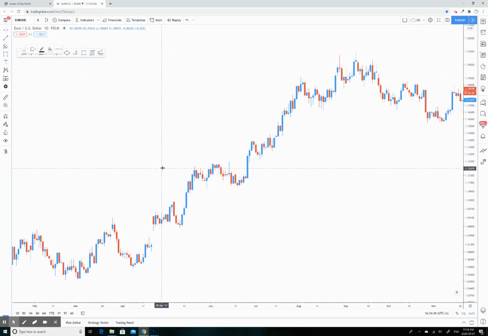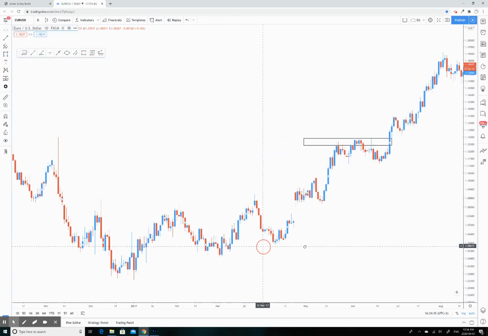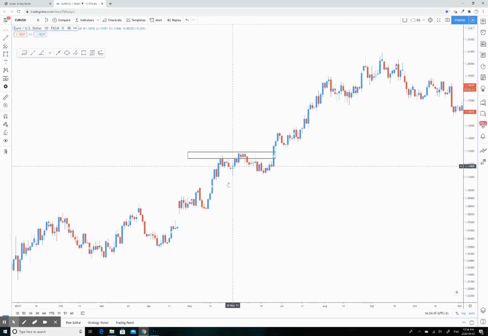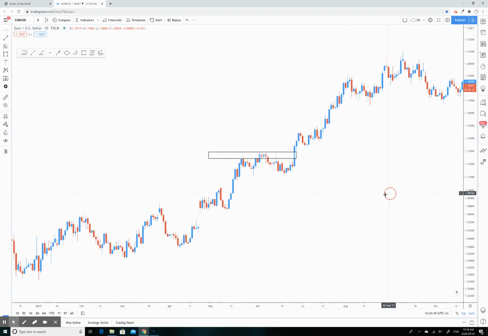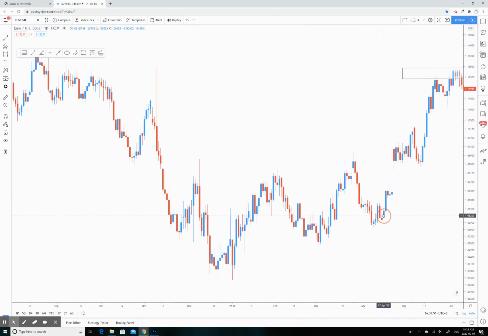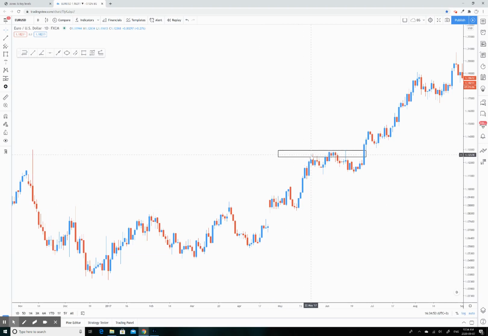I have this area of resistance here. Box in as many of those wicks as you can, and then you can go back and extend it just to ensure that it's been respected. Okay, so again, super, super simple. And over time, you'll get so used to doing this, you won't need to draw the line in anymore. You'll just be able to quickly plot that in.